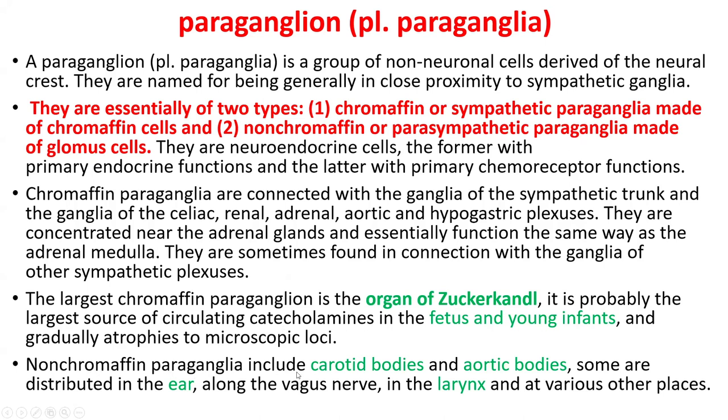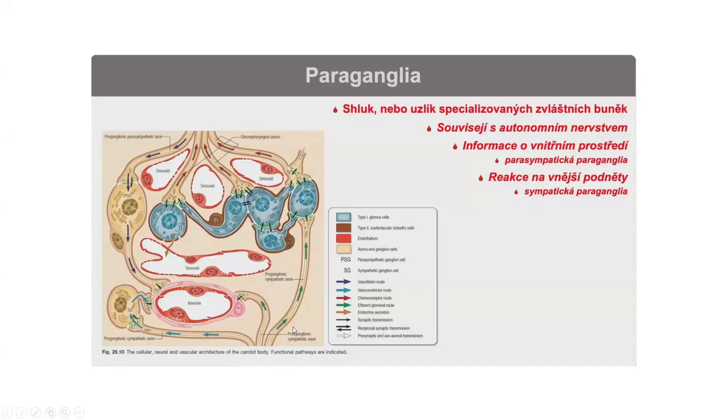Non-chromaffin paraganglia include carotid bodies and aortic bodies, and some others are located in the ear, in the middle ear, as the tympanic paraganglia. They are along with the vagus nerve in the larynx and other places like the jugular bulb. Those are the paraganglia, specialized organs, and they are highly vascularized organs.